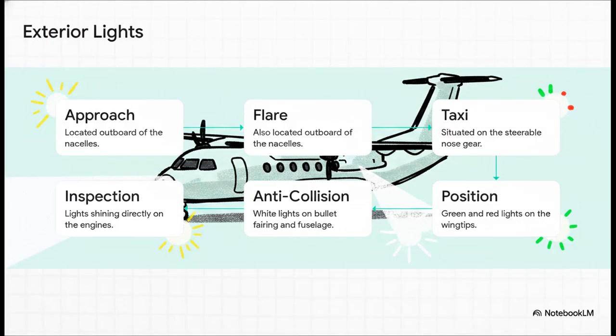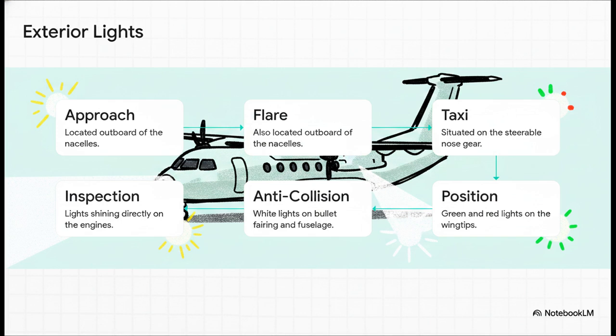So let's break down exactly where these lights are located, right? We start right near the center with the approach and flare lights, which sit just outboard of the nacelles. Next, the taxi light is positioned squarely on the steerable nose gear. Moving outwards from there, you'll find your green and red position lights right on the wingtips. Then, the flashing white anti-collision lights are located on the tail bullet fairing and the lower fuselage. And finally, the inspection lights shine directly onto the engines.